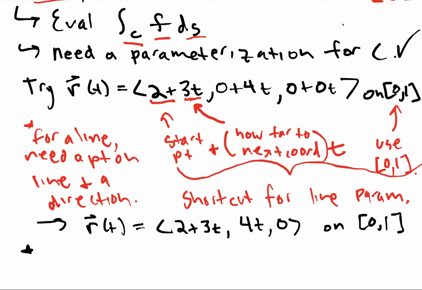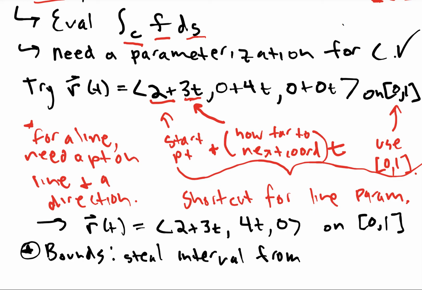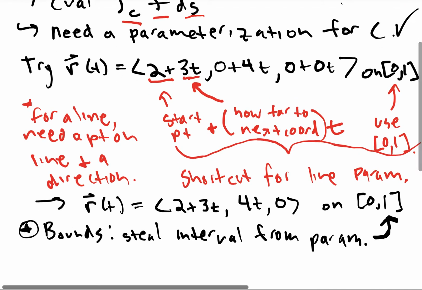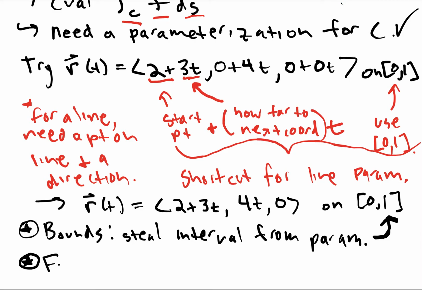Now, first off, for my bounds, I've mentioned before, we want to steal the interval from your parameterization, right? So if I'm looking to steal an interval from a parameterization, well, there it is right there. We're just going to use 0, 1. Those will be the bounds on our new single variable integral. The next thing that I'm going to do is try to fix my function.